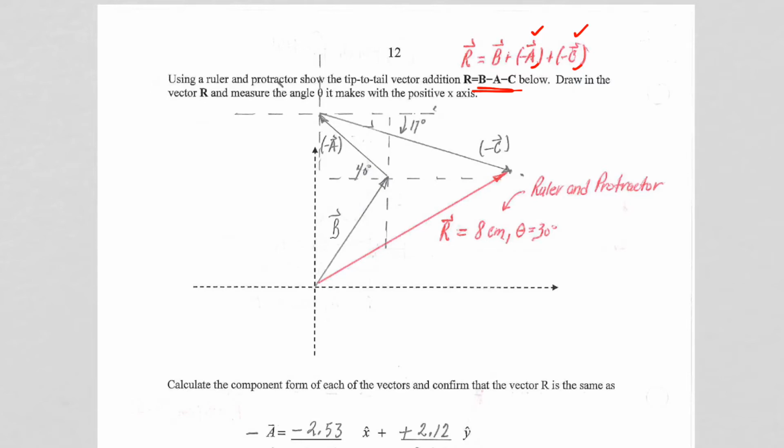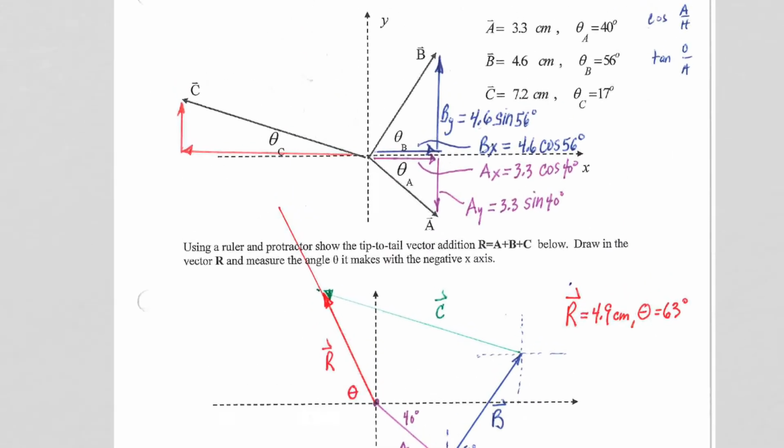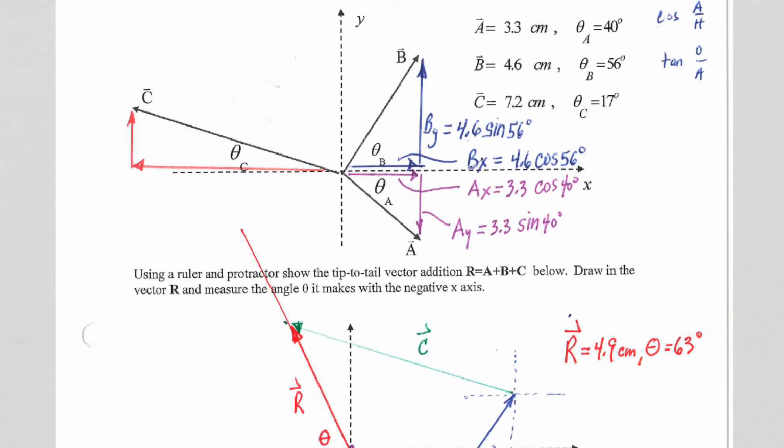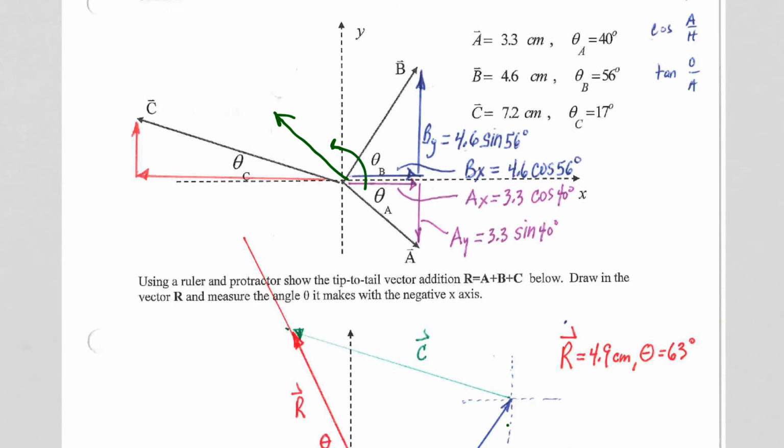So let's go back real quick and look at our original vectors. So with our original vectors, we have vector A, vector B, and vector C. So we're taking, in our vector subtraction, vector B minus vector A minus vector C. So to get minus vector A, what we're going to do is 180 degree vector A. So the 180 degree version of vector A becomes vector negative A. So this is vector negative A. And we're going to do the same thing for vector C.